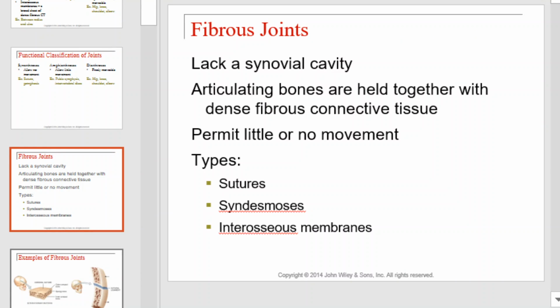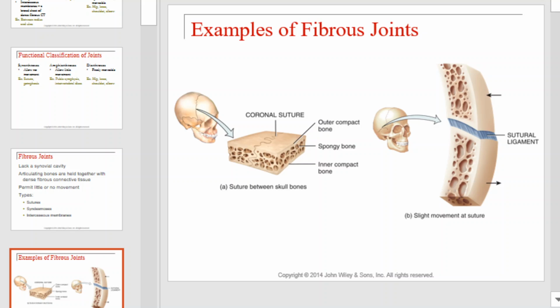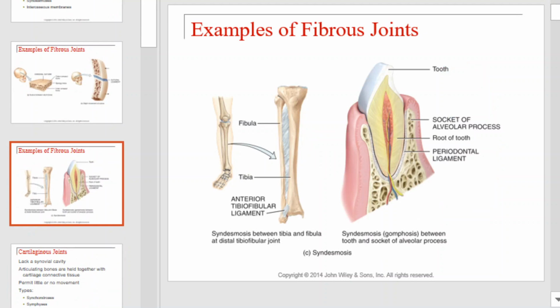Fibrous joints lack a synovial cavity. In fibrous joints, the articulating bones are held together with dense fibrous connective tissue and permit little or no movement. Types of fibrous joints include sutures, syndesmoses, and interosseous membranes. This graphic provides you with an example of a fibrous joint in the skull. Here we have interosseous membranes and a fibrous joint in the jaw between the jawbone and a tooth.